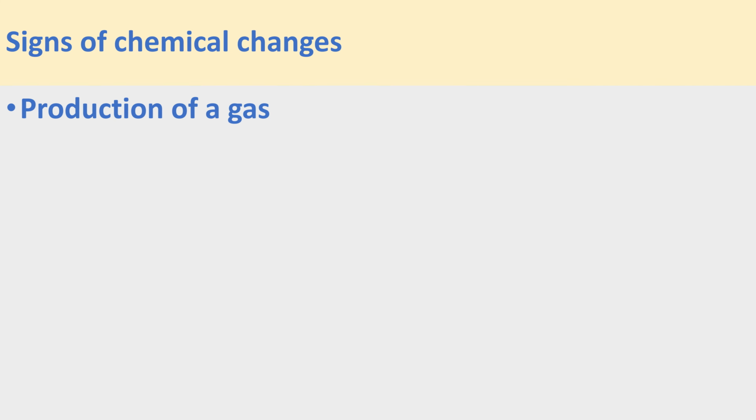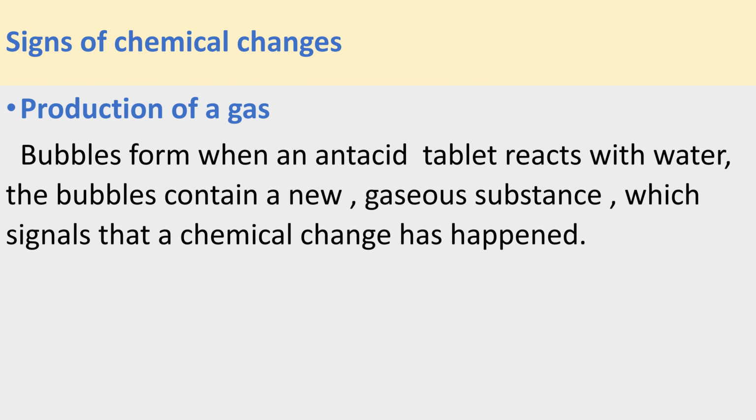What are the signs of chemical changes? Production of gas. Bubbles form when an antacid tablet reacts with water. The bubbles contain a new gaseous substance, which signals that a chemical change has happened.